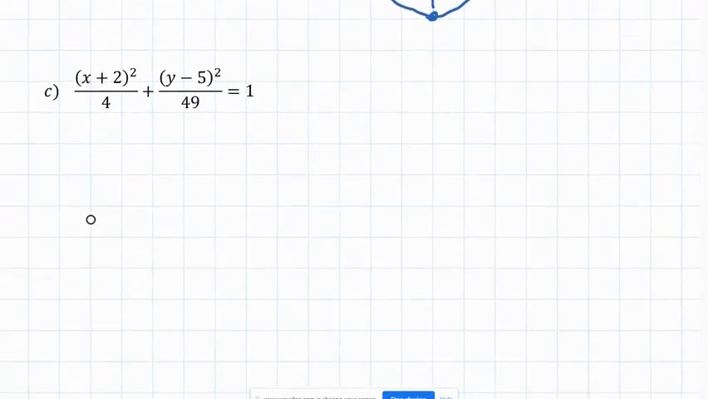Now I'd like you to go ahead and try example C on your own. So pause your video, try example C, find the focal points and the eccentricity, and then press play to check your solution.